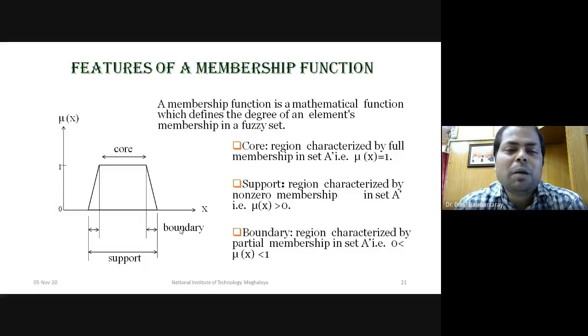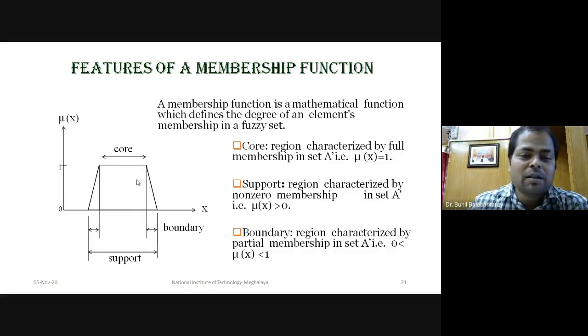Similarly, the boundary is the region which is characterized by partial membership in a particular set. So this is the boundary, right? This particular region is the boundary. The membership value here is in between 0 and 1. So that is the boundary of this particular fuzzy set.